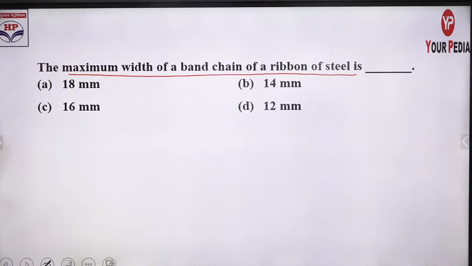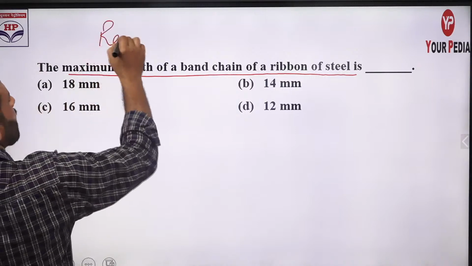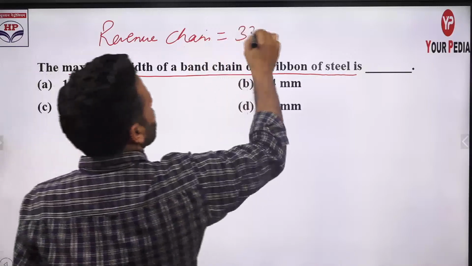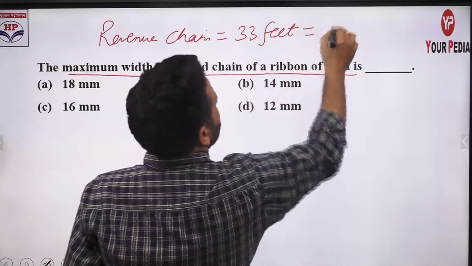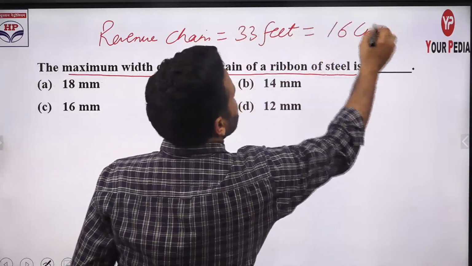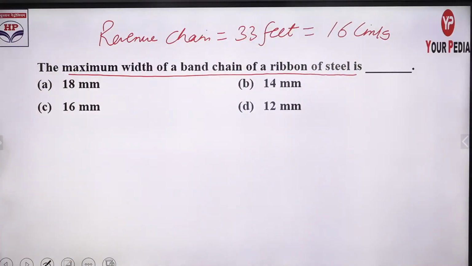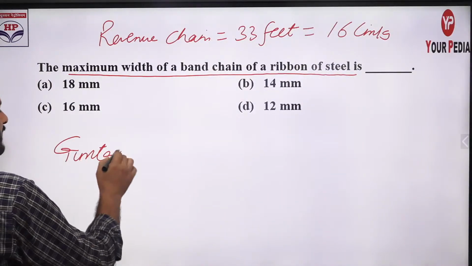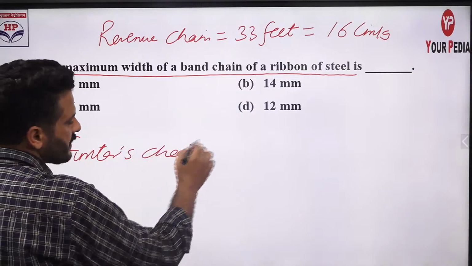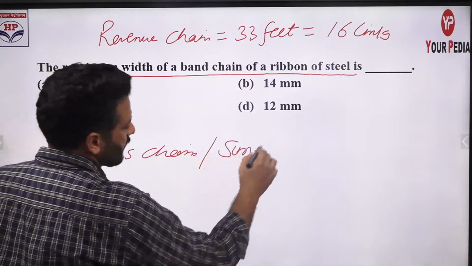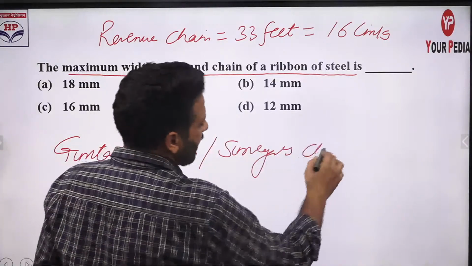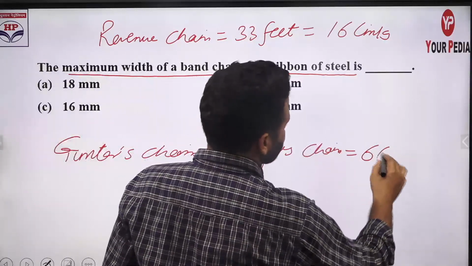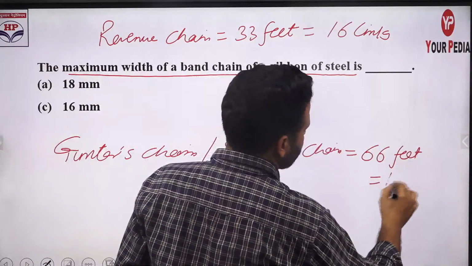Now you said, sir, we studied this revenue chain. What is the length of this revenue chain? Answer is 33 feet and having total 16 links. This you studied basically. What you have next is your Gunter's chain. Gunter's chain is also known as surveyor's chain. Its length is 66 feet having 100 links.